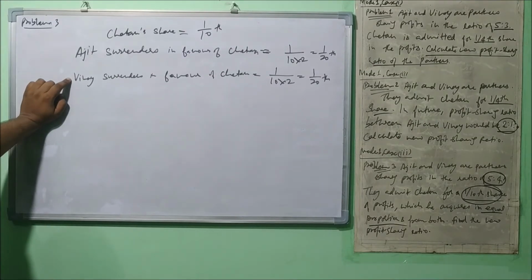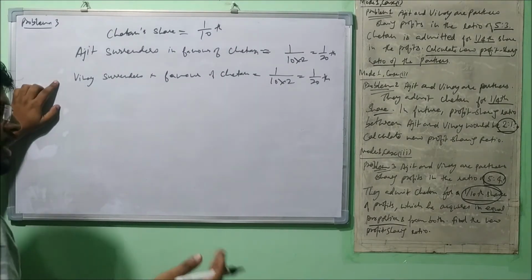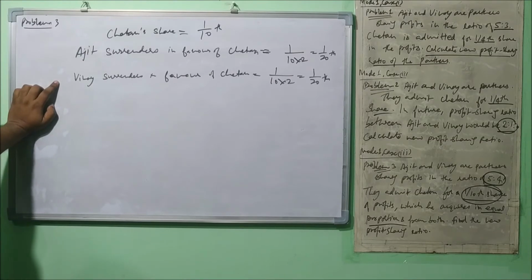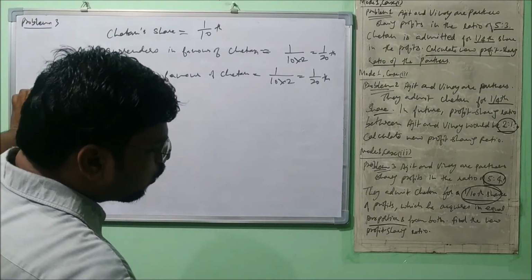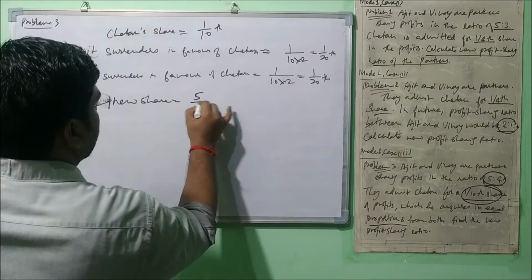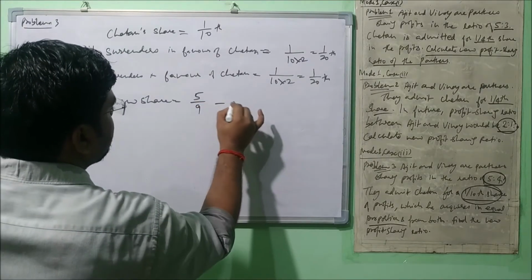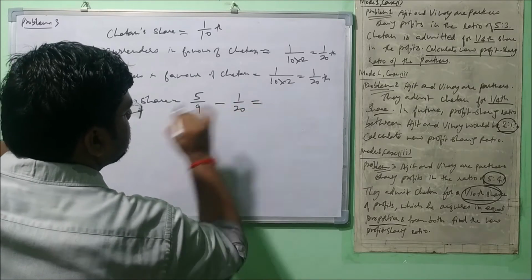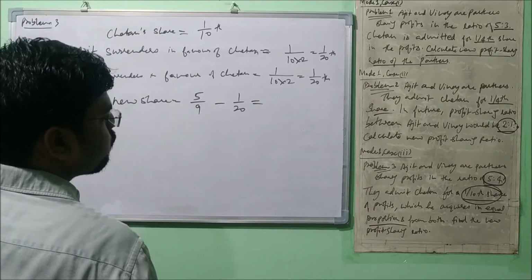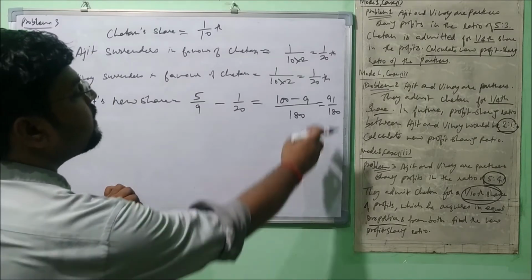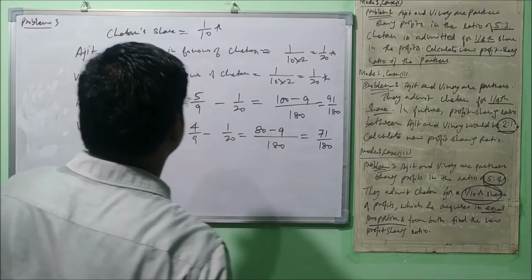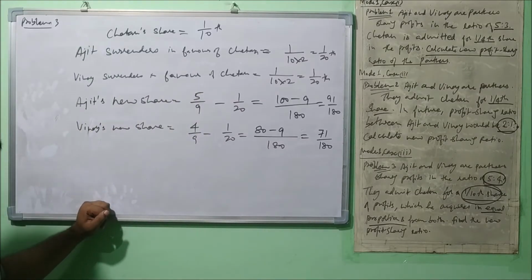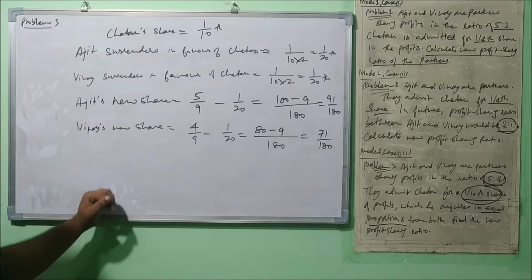Now let's see the new share of Ajit. As we know, old share minus surrender share or sacrifice share is known as the new share. So what was the old share of Ajit? We'll have to see. Ajit's old share was 5/9. Earlier he was getting 5/9 and then he surrendered 1/20. Now let's calculate how much he is left with. Alright, so that is 91/180. You can calculate. Now let's talk about Vinay. Okay, so in the case of Vinay it is 71/180. Okay, so that is their new share.